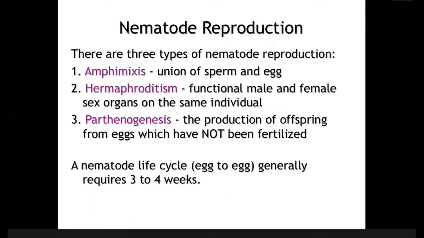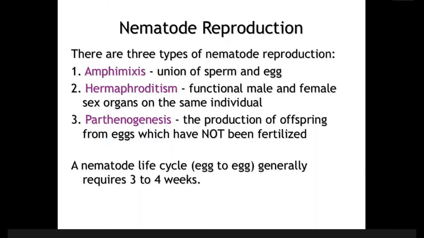So look at the reproduction of nematode. There are mainly three types of nematode reproduction. Number one, we call amphimixis. Number two, we call hermaphroditism. And number three, parthenogenesis. What is amphimixis? Union of sperm of the male nematode with the egg of the female nematode. So this kind of reproduction we call sexual reproduction, or in another term amphimixis.